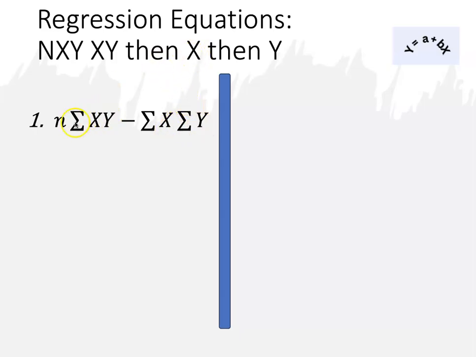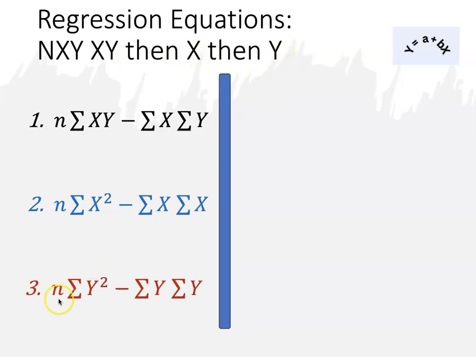Then x means our second equation will only be with x, no y's. So all the y's will be replaced with x. So we're going to have n times the summation of x times x, which is x squared, minus summation of x times the summation of x. This could be written as summation of x all squared, but this is also fine. And then for the third equation, we're going to replace all x's with y. So we should have n times the summation of y squared minus the summation of y times the summation of y.